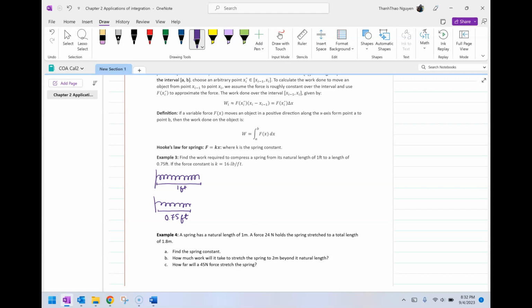Since the spring is laid out along the x-axis, it is movable at the origin and is fixed at the end x equal 1. So we can describe the force required to compress the spring from 0 to x with the formula F equal to 16x, where 16 is the spring constant and x is the length of compression.